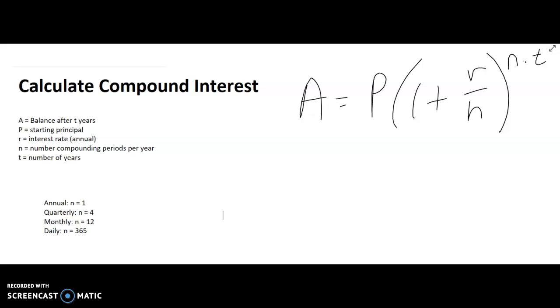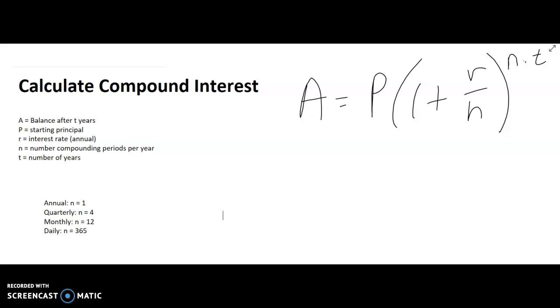power. Now, I say nt and I think Ninja Turtles. I don't know what you guys think about, but that's what I think. Let's talk about what these letters mean. So that A is the balance after all of the years that we collect this interest, and t is the year. So balance after t years.